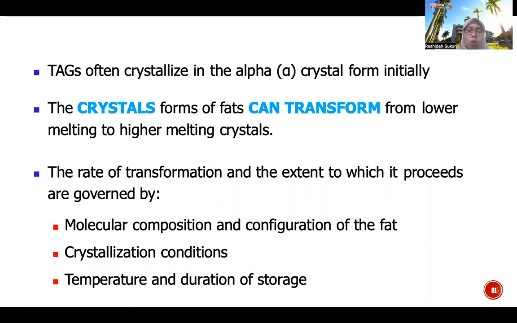Actually, bila kita store kita punya food tu at certain temperature and how long the temperature, dia boleh tukar the fat. We're talking about fat based punya food lah, macam chocolate ke butter, you know, that one is like fat based product, kan? Margarine. So dia boleh tukar from at which temperature and duration of storage.